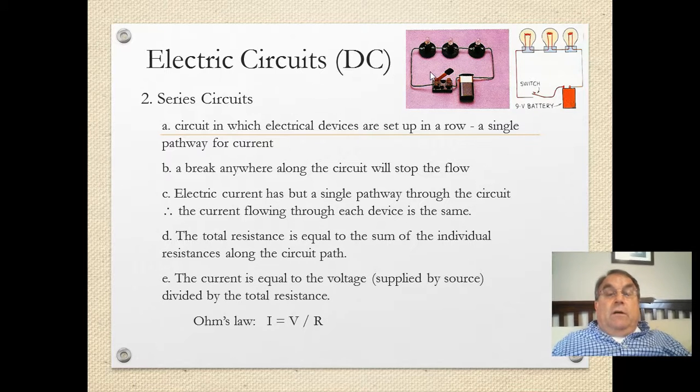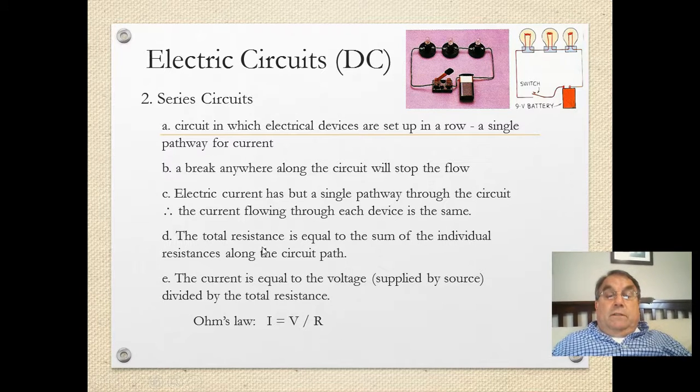The electric current has a single pathway through the circuit, and the current flowing through each device is the same. If you have a single bulb, the current would be higher than if you have two bulbs, because now the two bulbs have to share the same amount of current. If you put a third bulb in, then the current is even less, so the bulbs would not be as bright.